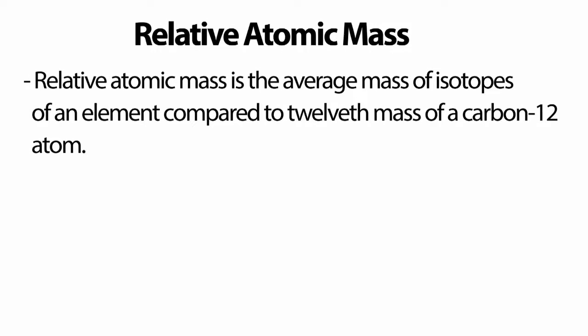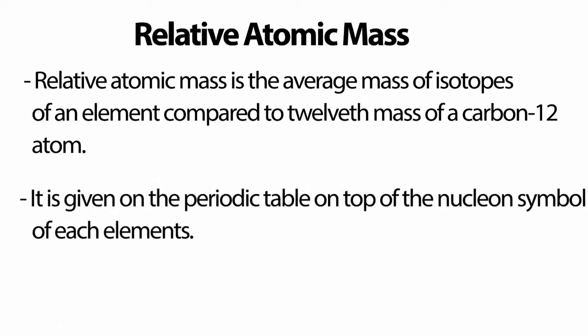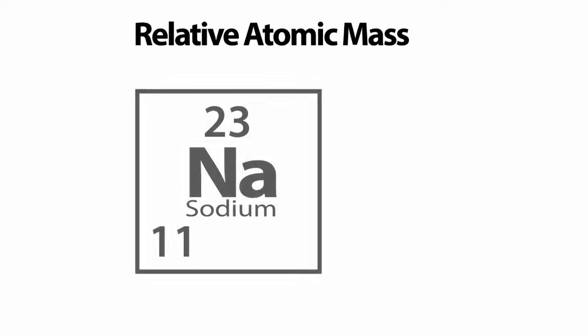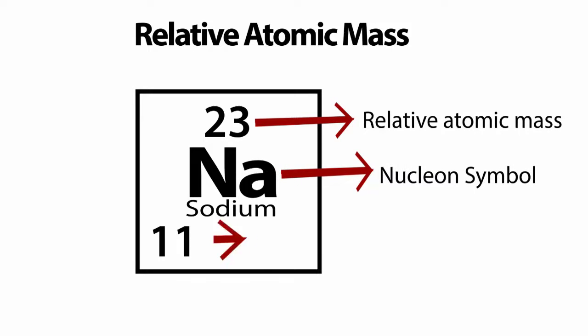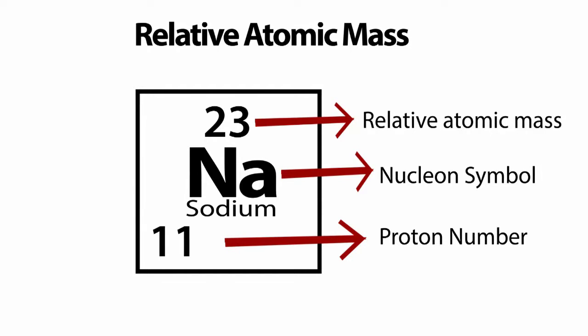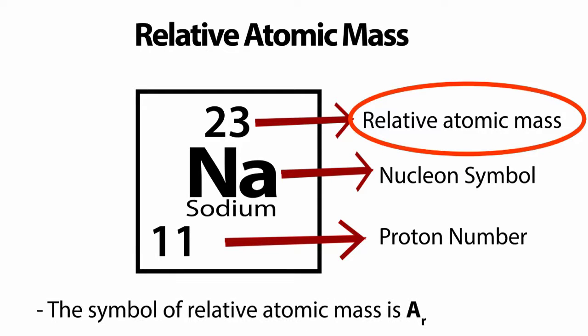Relative atomic mass is the average mass of isotopes of an element compared to an atom of carbon-12. It is given on the periodic table. For example, if you look at this element, sodium, 23 is the relative atomic mass. Na is the nucleon symbol. 11 is the proton number. Now, in this lesson, we are interested in relative atomic mass. The symbol of relative atomic mass is Ar subscript.